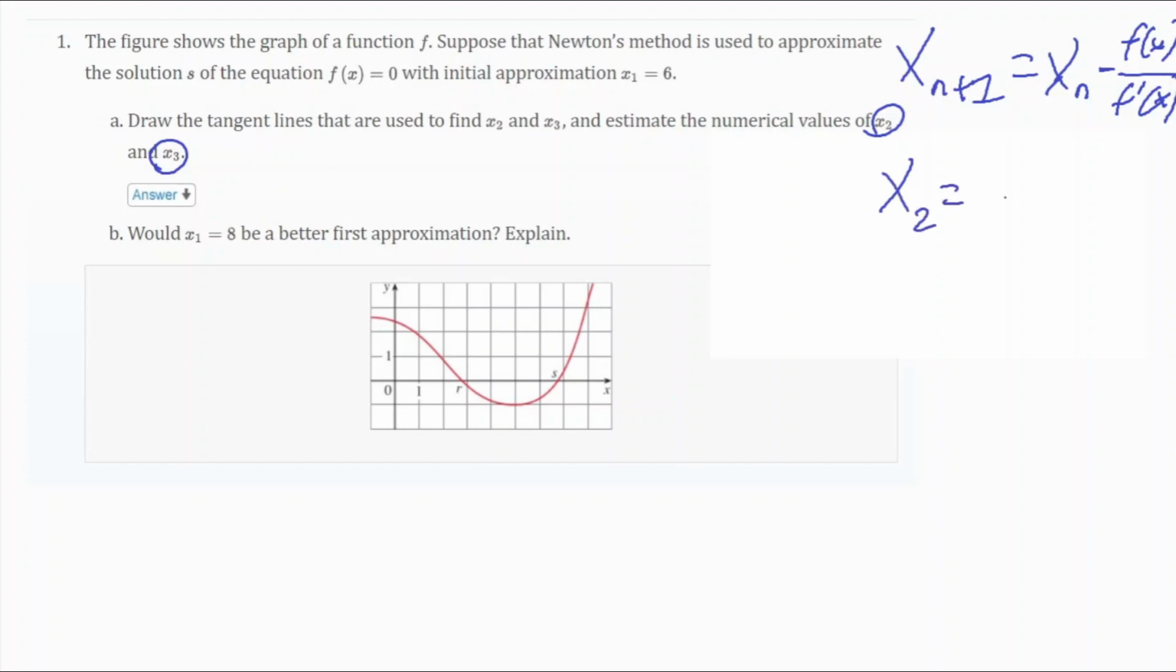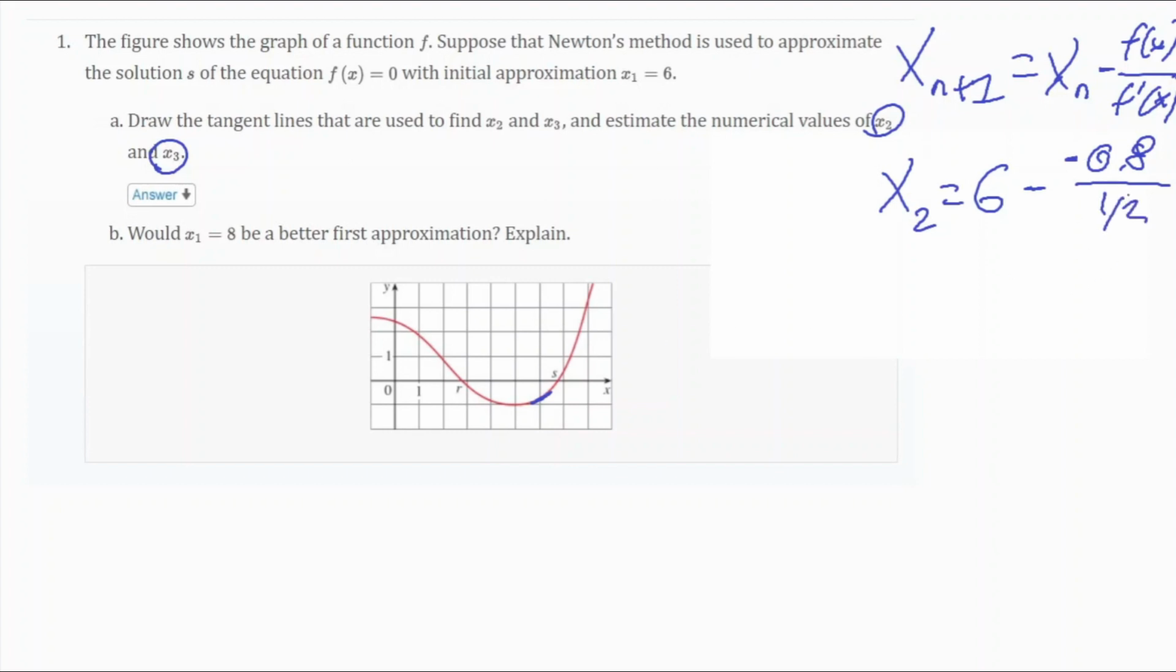So let's say x2 is equal to x1, which is going to be 6. And that's going to be minus f of x. So our x value here we're going to go off of is at x equals 6, which is going to be 1, 2, 3, 4, 5, 6. So first we're going to have to put f of x, which is going to be the y value at x equals 6, which is going to be around negative 0.8 rather. And then the derivative, which is going to be the slope at x equals 6, which is going to be, I'd say that is around half.